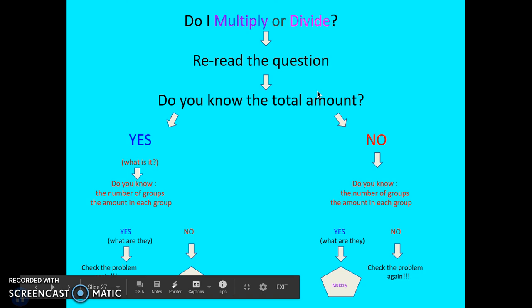So there is a difference when you're multiplying and dividing. And that kind of does help you out with those questions.